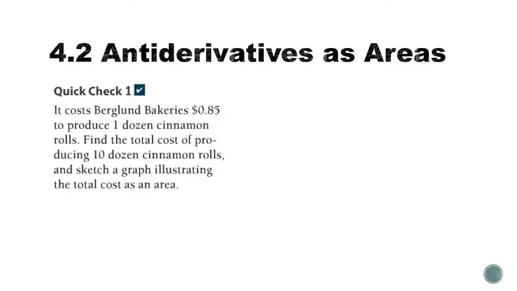And what I want you to do is now, seeing how we did the last two, sketch a graph for it. Our function, our cost function, c of t, is 0.85 t times the number of cinnamon rolls, right? So pause the recording, give it a try, and resume to check your answer.